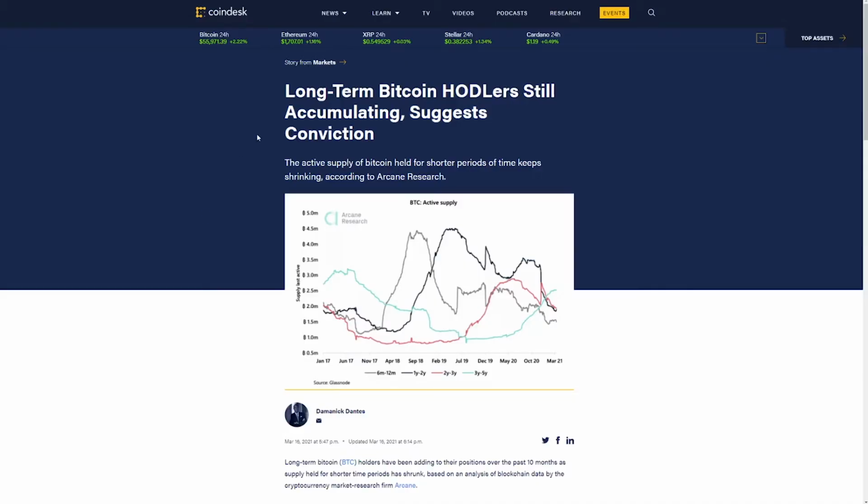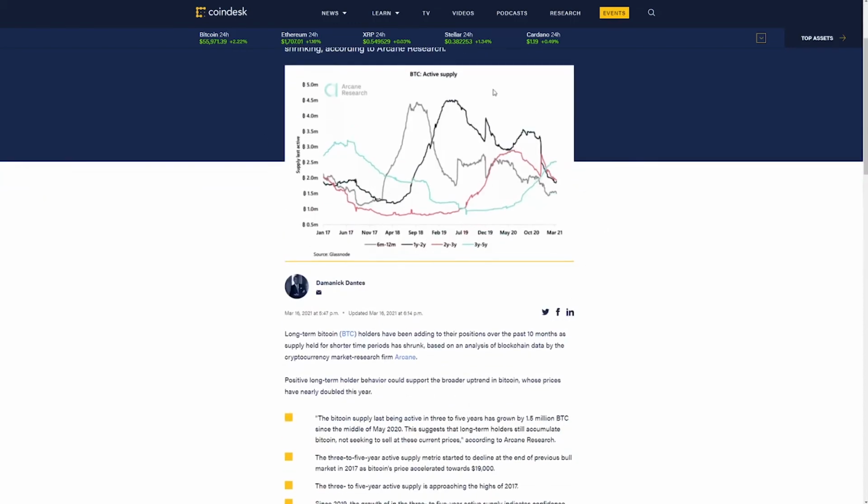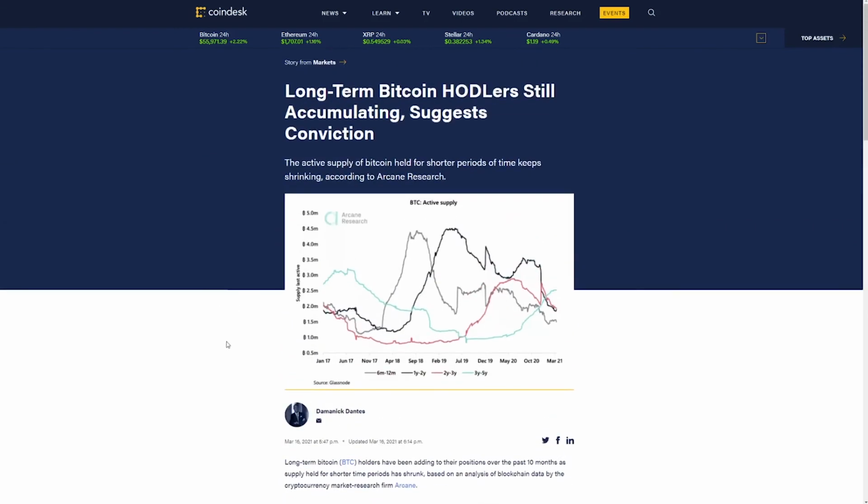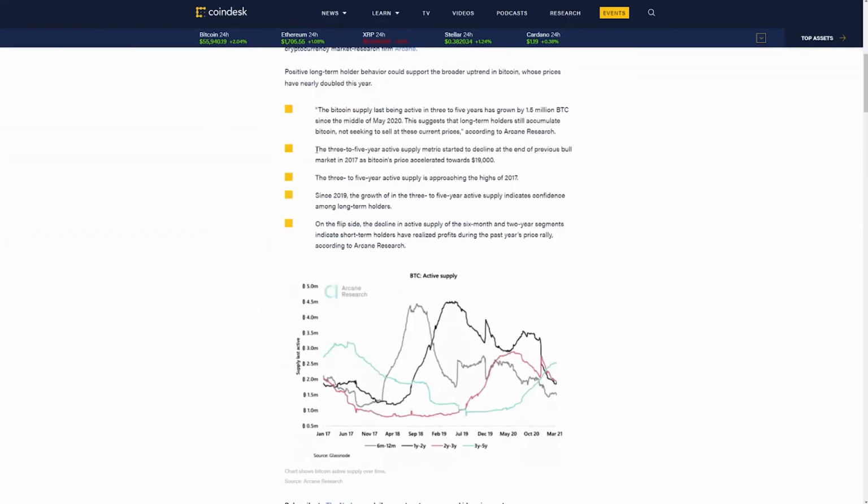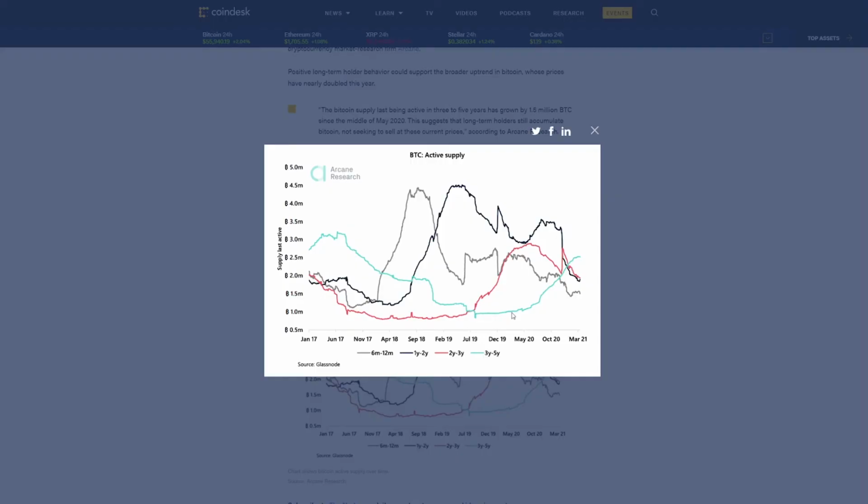Another interesting article I found is that long-term Bitcoin holders are still accumulating, which suggests conviction, and they take this from this graph from Arcane Research. So the number of people who are holding Bitcoin for a short period of time is decreasing, according to this. They say also that the 3 to 5 year active supply metric started to decline after the previous bull run when it reached around $19,000, and at the moment the 3 to 5 year active supply is approaching these highs of 2017, which we can see on this blue line here.